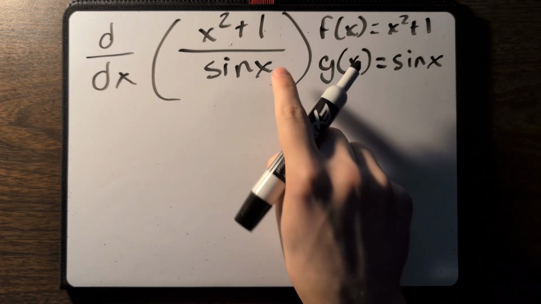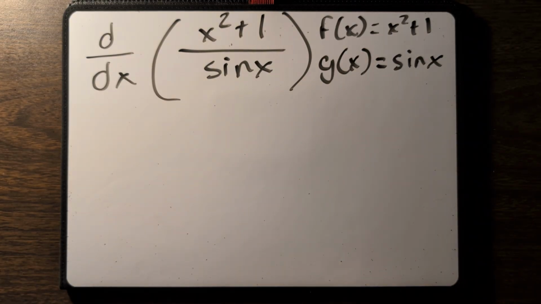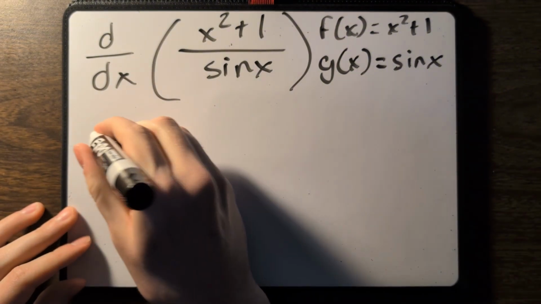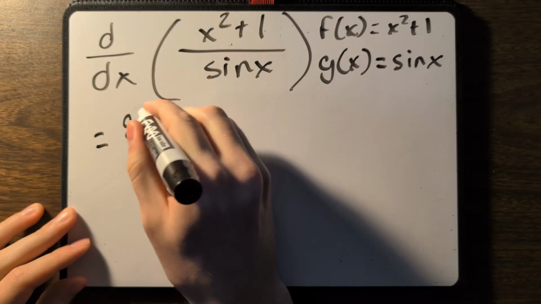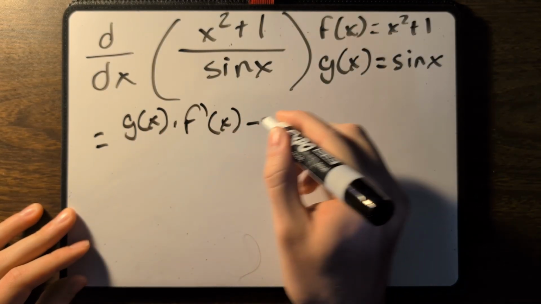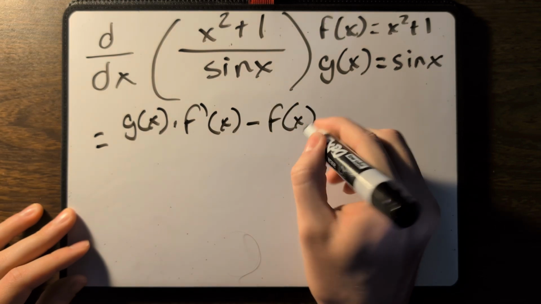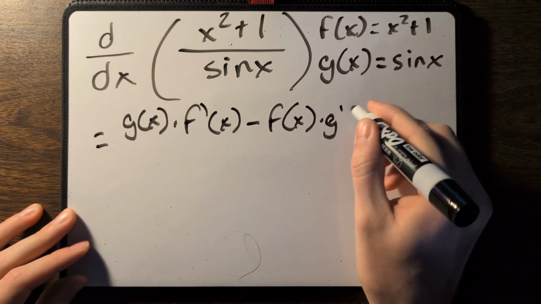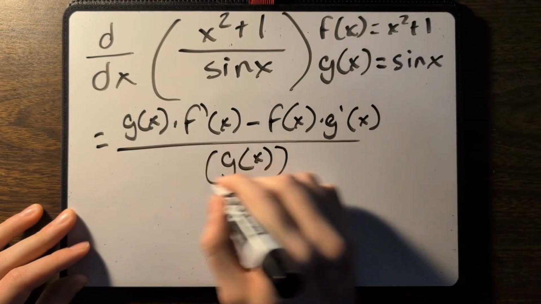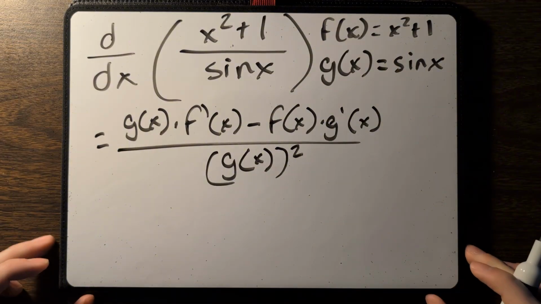Now, let's apply our rule. Like the mnemonic I used earlier, we're going to do low times d high, minus high times d low, over low squared.